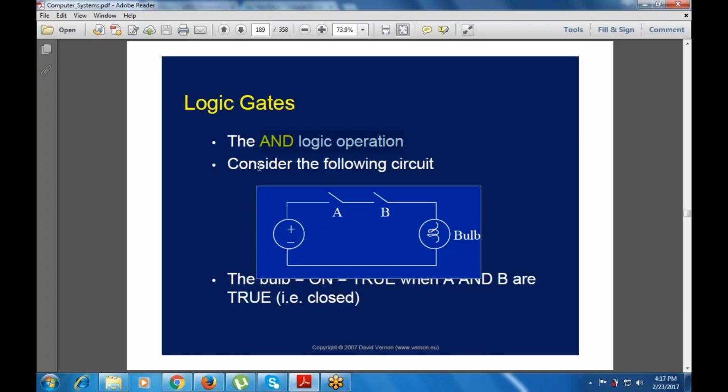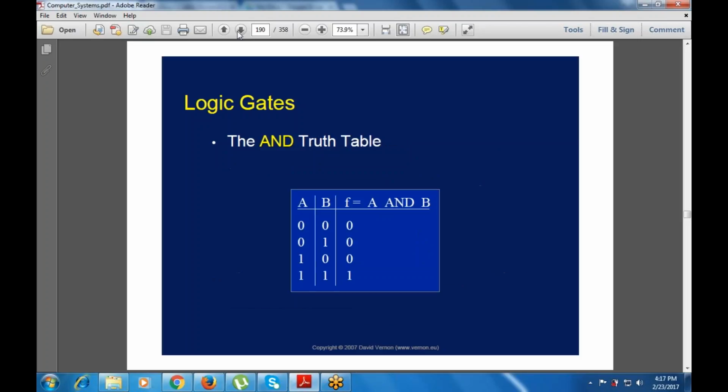Then the AND logic operation has the following circuit: plus and minus terminals, a bulb, and switches A and B in a closed circuit. The next one is the AND gate, which works like multiplying both inputs. The output is 1 only when both inputs are 1, otherwise it remains 0. So 0,0 gives 0; 0,1 gives 0; 1,0 gives 0; and 1,1 gives 1.